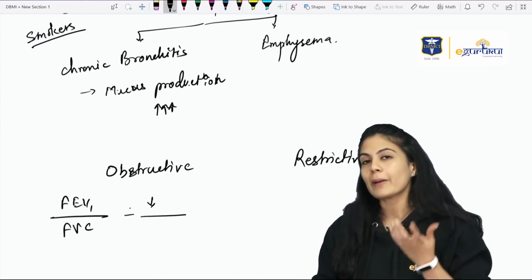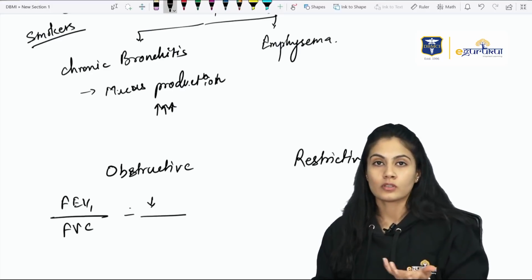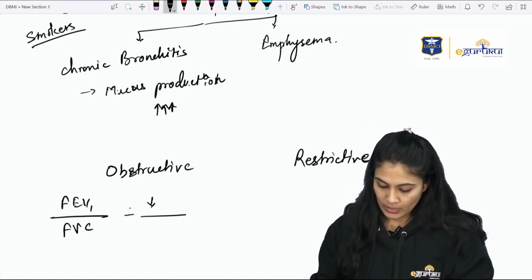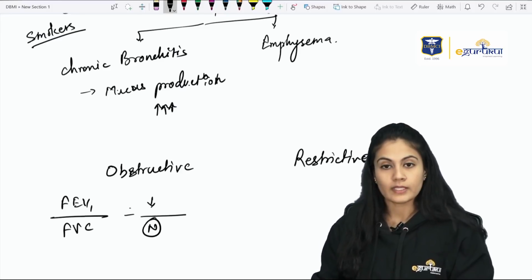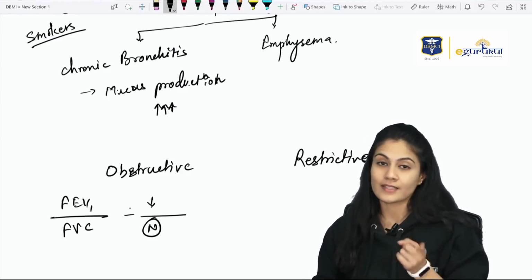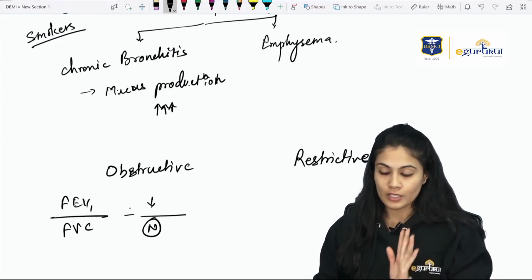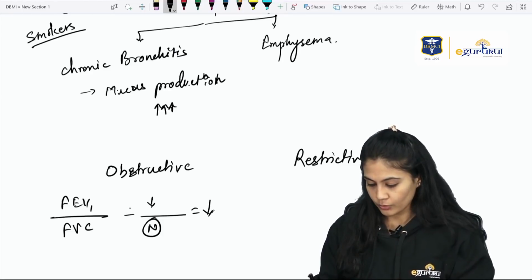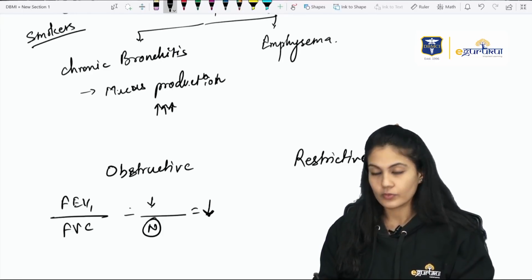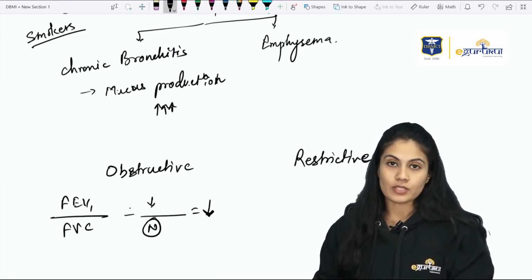But in the lung parenchyma per se there is no disease, right? So FVC will be normal. The numerator is decreased and the denominator is normal, so that's why the ratio is going to decrease. This happens in obstruction.